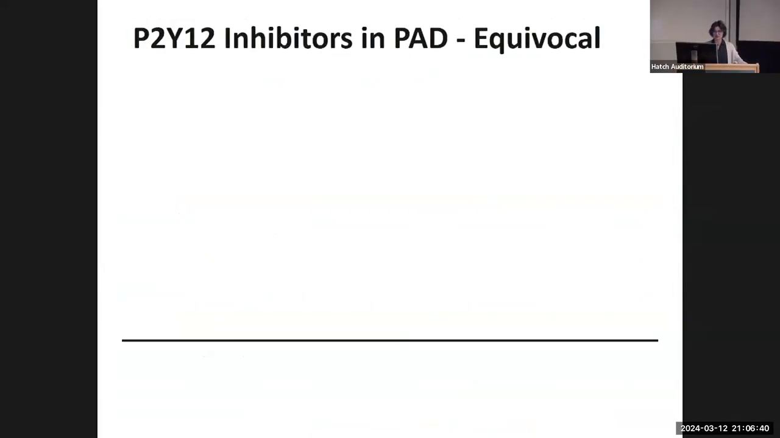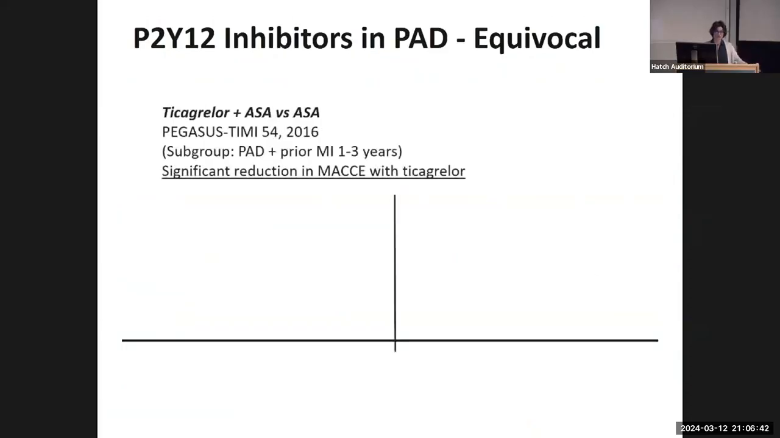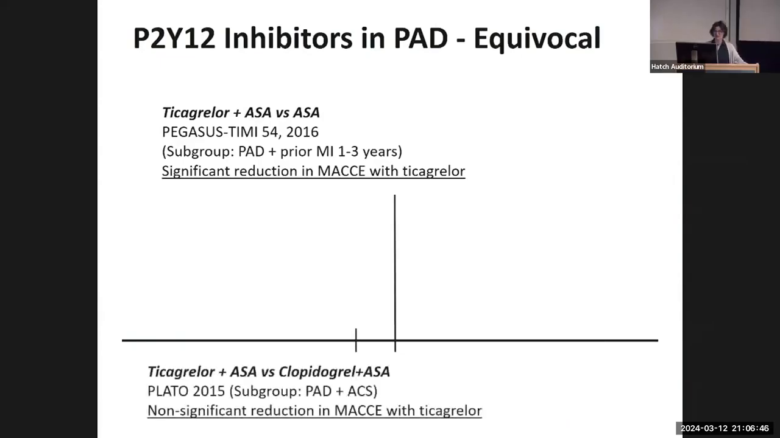And this is a trend that we're going to see for these patients. Number one, most of the data for PAD comes from larger coronary trials, and we do subgroup analyses. Because ticagrelor had suggested some benefit in the coronary trials over potentially clopidogrel, in the PAD subgroup this was also becoming a question. So ticagrelor and aspirin versus aspirin: significant reduction in MACE with ticagrelor. Ticagrelor and aspirin versus clopidogrel and aspirin: no significant reduction in MACE, at an increased risk of bleeding.